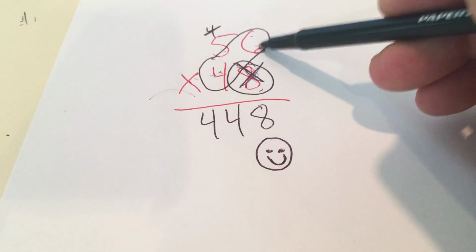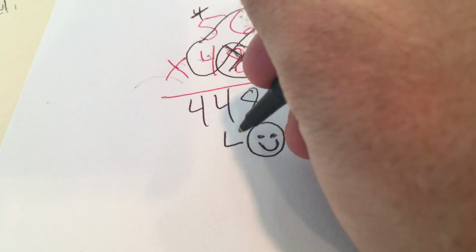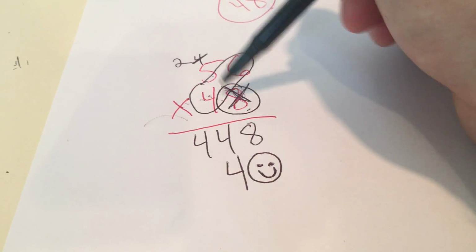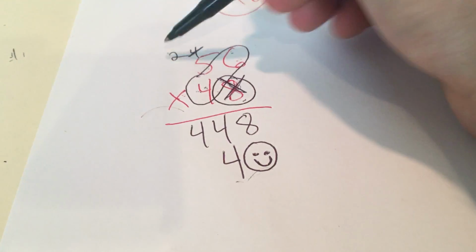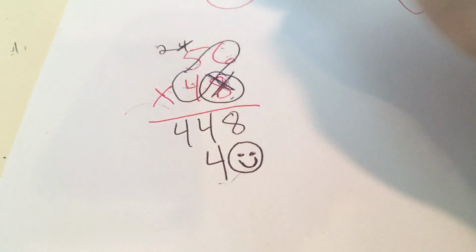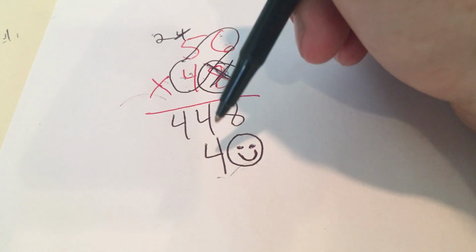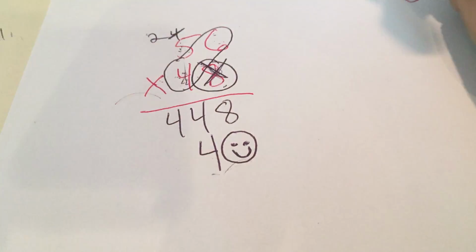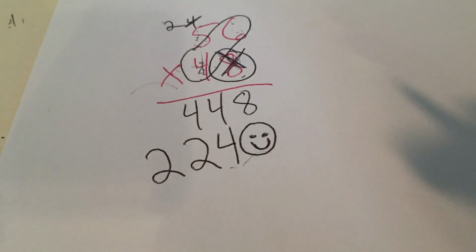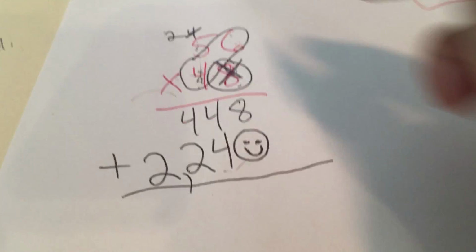So now we're going to do 4 times 6 is 24. But notice it's really 40 times 6. So 40 times 6 is 240. So we wrote the 40 here and we carried the 200 over to what's going to be the hundreds place now. Okay, so 4 times 6 was 24. And then 4 times 5 is 20. Plus these 2 that we carried makes 22 hundreds, or 2,200. So now we have 448 plus 2,240.